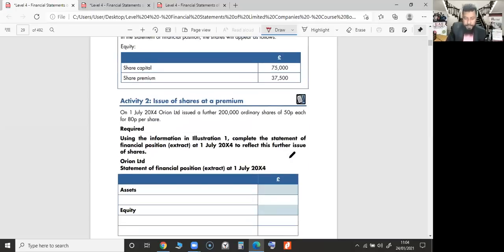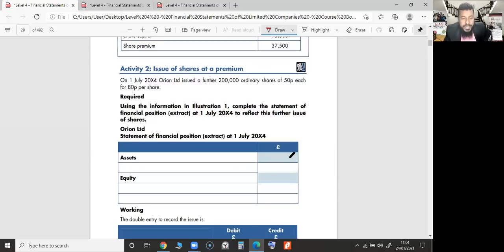Okay, there is a very quick activity. I want you people to do this activity. I'd like to read it for you. Activity 2. Get ready with pen and paper, or at least a calculator. Give me the answer. On 1st of July 2014, Orient issued a further 200,000 shares at 50p each for 80p. So it is linked with the other one. They issued more shares. Nominal value is 50p, but they issued at 80p. Using the information in illustration 1, complete the statement of financial position.